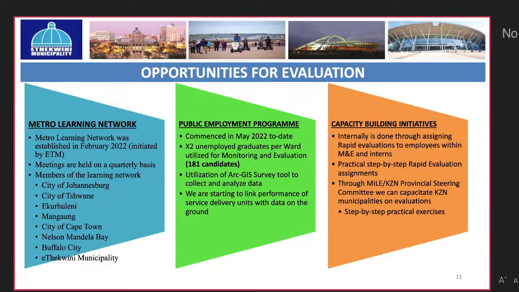Also, another opportunity is that of capacity building. We are doing that internally. We assign people rapid evaluations, and then we take them step by step. So it's practical. It's not a training, a once-off event, but we are there. I'm basically the lead person in terms of this capacity building process. Again, through EPSC, as Ufute has said, we are part of the steering committee. We go to meetings wherever we are needed. But what we want to do is always share step-by-step practical exercises.